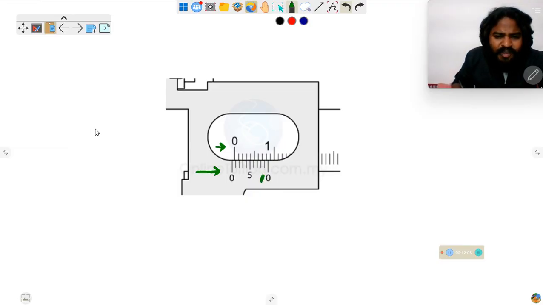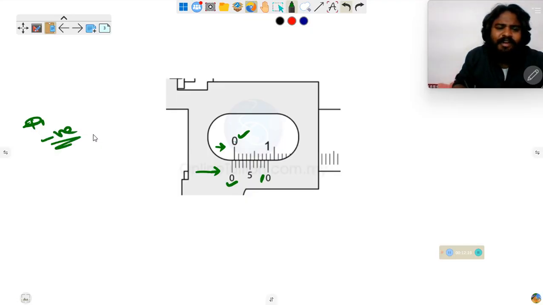Now if you observe carefully, the zero of the vernier scale is advanced relative to the zero of the main scale. So I can tell it is a negative error. It is on the left side of the main scale, right? So it is negative error. The error is negative, right? And now what is the reading of it?